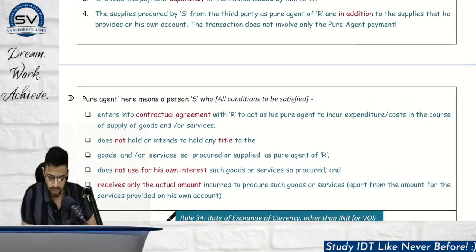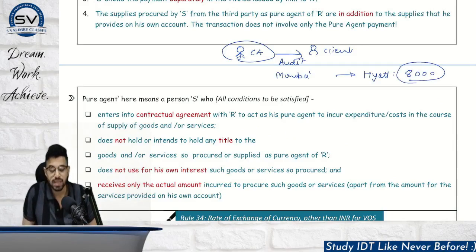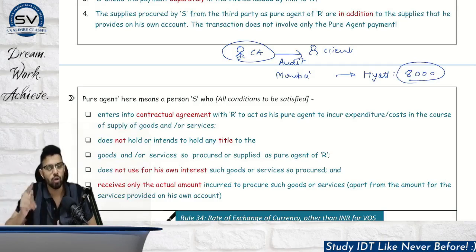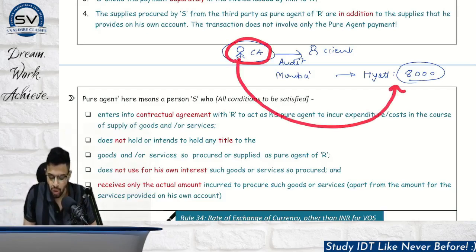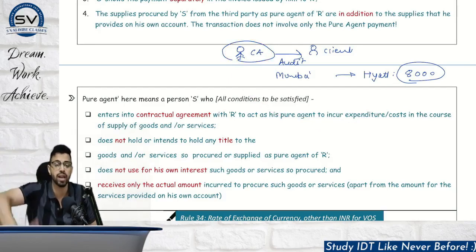For example, tell me one simple thing. Let's say there is a CA who is providing services to a client and he goes for an audit of the client in Mumbai and stays in Hyatt, and there is a bill of, let's say, 8,000 per night. This 8,000 is reimbursed by the client. Do you think this is a pure agency service? Will this 8,000 be counted as a pure agent related amount which is excluded from the value of supply? The answer is no. Why? Because this person went and lived in the hotel. The actual benefit of enjoying the hospitality of Hyatt Hotel was enjoyed by the CA. So this is not a pure agent service.